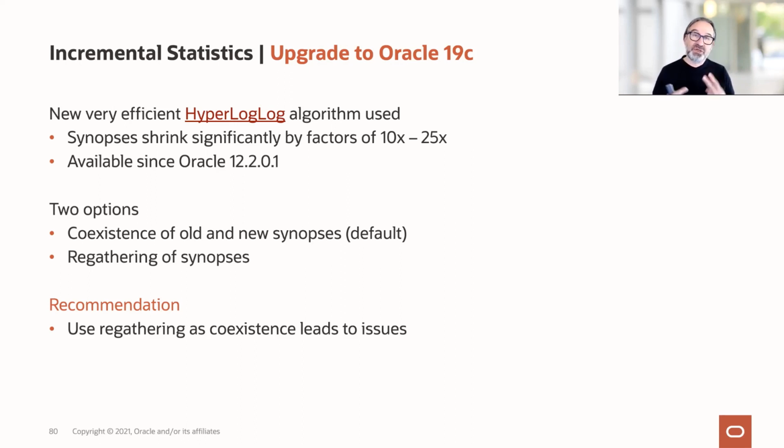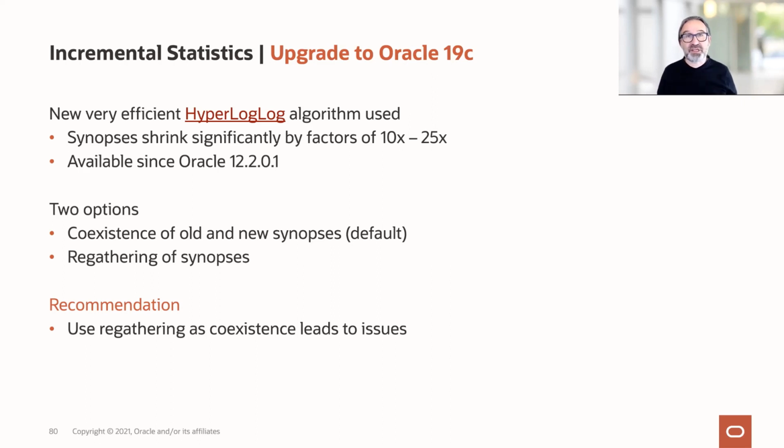And actually there are two behaviors. First behavior, and this is the default, is the coexistence of old and new synopsis. That means, let's say you have 10 partitions, you upgrade now, and after upgrade, you add an 11th partition, then the 10 existing ones will keep the old synopsis format, while the 11th one after upgrade gets a synopsis created with the HyperLogLog algorithm. This sounds nice at first, but we are not convinced here that this is the best idea.